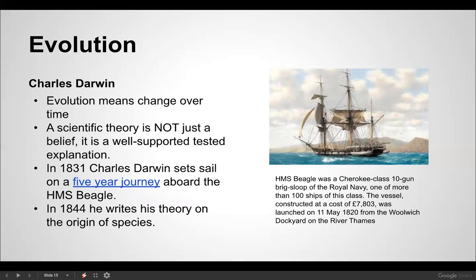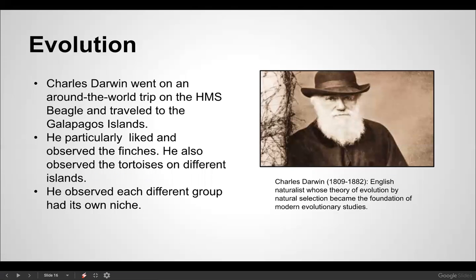In 1831, Darwin set sail on a 5-year journey. Imagine being on that vessel for 5 years going around the planet. In 1844, he wound up writing his theory of the origin of the species. Charles Darwin went on an around-the-world trip on the HMS Beagle and traveled to the Galapagos Islands off of South America. He particularly liked and observed the finches, which is a little bird. He also observed the tortoises on different islands. He observed each different group had its own little niche, its own little role, its own little experience on those islands as they were separated by an ocean. So they were slightly different.